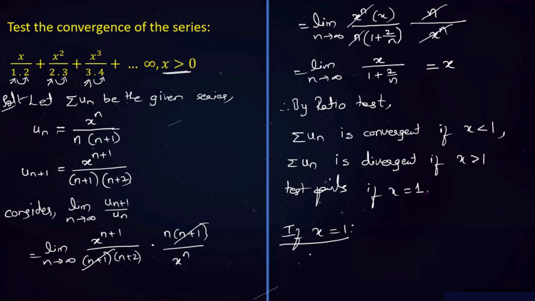If x is equal to 1, then let us see what summation un is. I'm just substituting x equal to 1 in the given series. You see then what happens to that? It is 1 by 1 into 2 plus 1 by 2 into 3 plus 1 divided by 3 into 4 and so on.